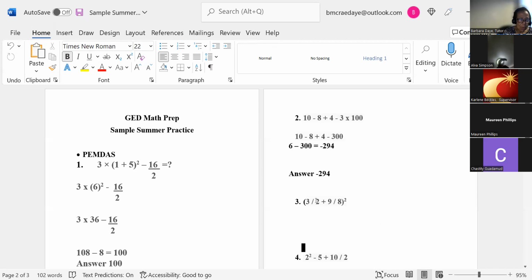Now, you could have, Maureen made them both over 8, right? She put 12 over 8 plus 9 over 8, right? Right, Maureen? Is that what you did? Yeah. So she made them all over the same denominator. That way she could add them. So 3 over 2 becomes 12 over 8, right? You following me, Alva? Yes, Miss Barbara. Okay, now you can add. What's 12 plus 9, Alva?